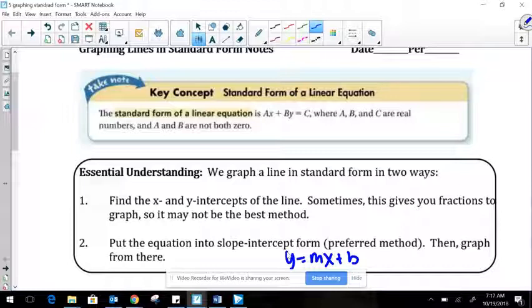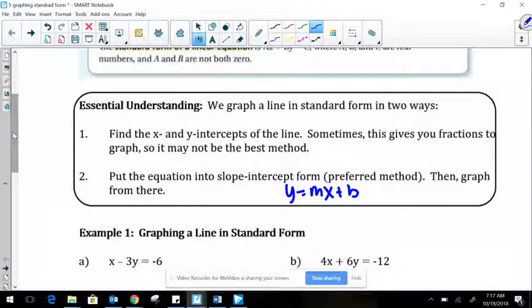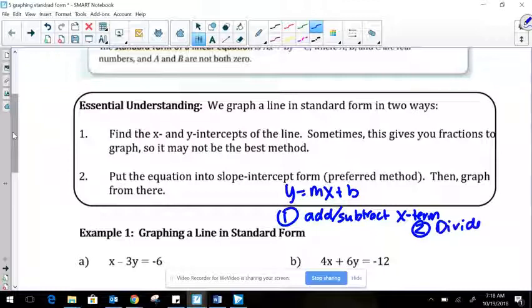So to summarize what we're going to be doing today, we're going to do two things. First, we're going to add or subtract the x term. Then the second thing we're going to do, we're going to divide all terms by the y coefficient. So that means the number in front of y.